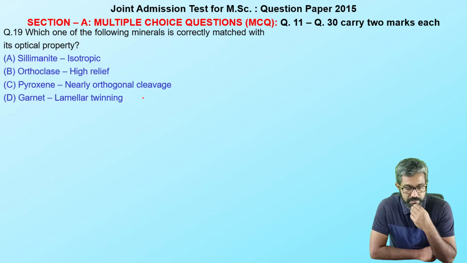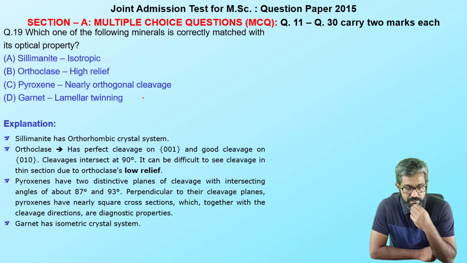Moving to the next question, this is again a simple mineralogical question where we have sillimanite, orthoclase, pyroxene and garnet. Which option is correct? Let's see. Sillimanite is not isotropic, it is orthorhombic, whereas orthoclase has a low relief, not the high relief, because we have perfect cleavage 001 and 010, and the cleavages intersect at almost 90 degrees. That's why they have the low relief.